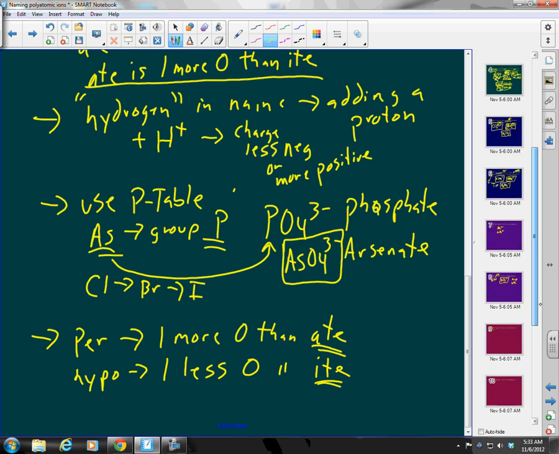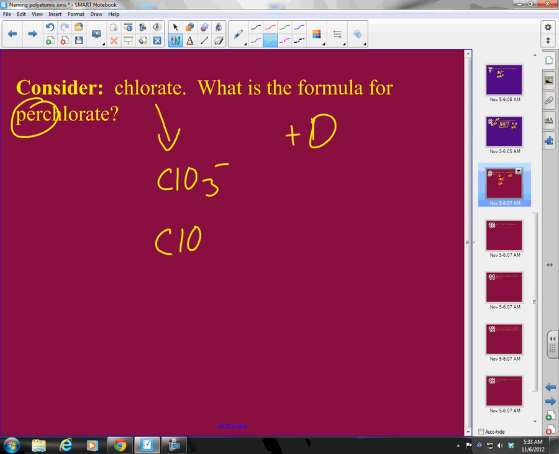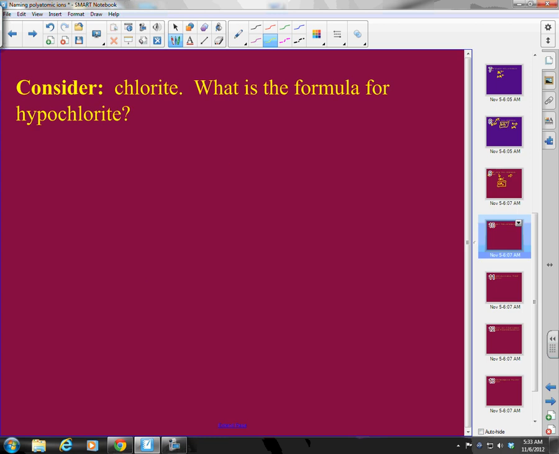Here we go. Chlorate, hey, chlorate, ClO3 minus, perchlorate. What am I doing? Hey, per means 1 more oxygen. So what am I going to do? ClO, not 3, but 4. And my charge stays the same. I like that. That's a piece of cake. Good. You guys do hypochlorite. Pause me and bring me back.